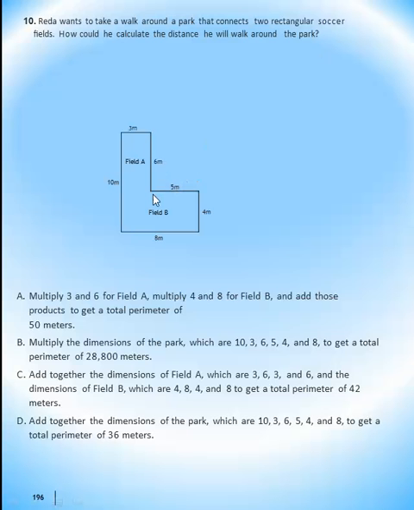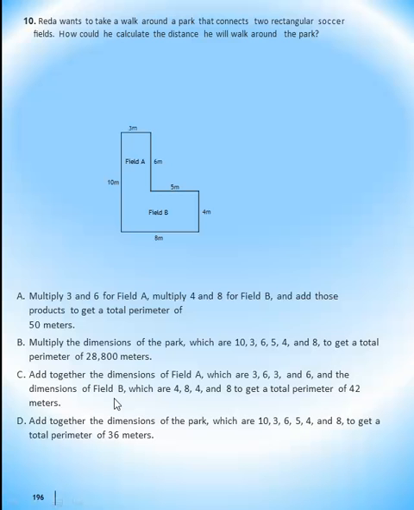I told you before, when he talks about moving around any shape, it means we must calculate the perimeter. So we are going to add the sides. We are not going to multiply. Letter A is wrong, letter B is wrong. So let's see letter C.